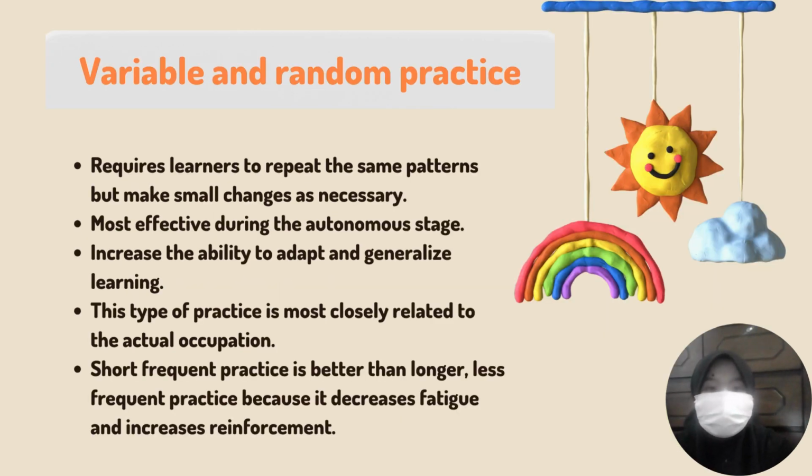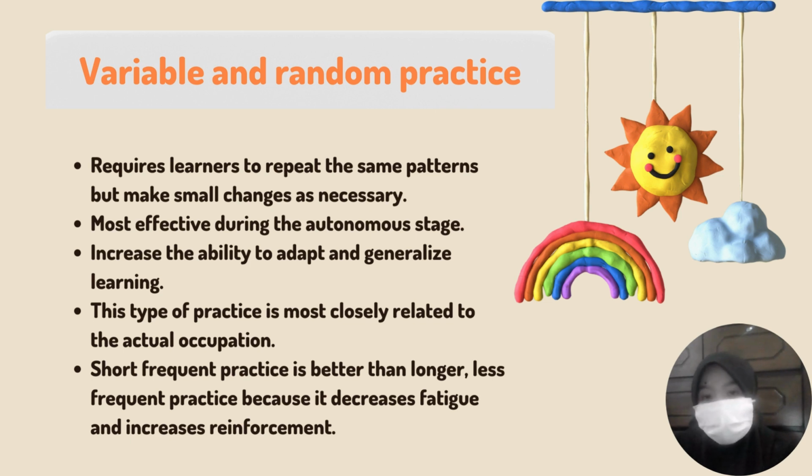Now going on to the third type of practice, which is variable and random practice. In variable and random practice, learners repeat the same pattern but make small changes as necessary. It is most effective during the autonomous stage and it increases the ability to adapt and generalize learning. This type of practice is most closely related to the actual occupation, and short frequent practices are better than longer less frequent practice because they decrease fatigue and also increase reinforcement.